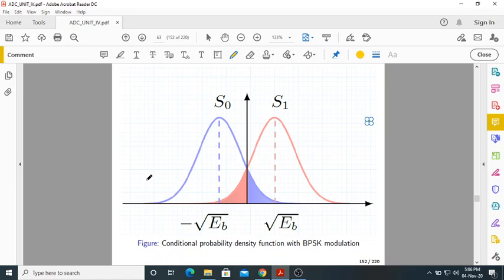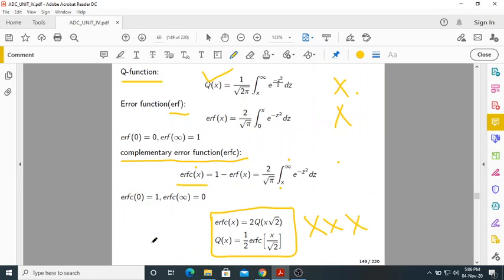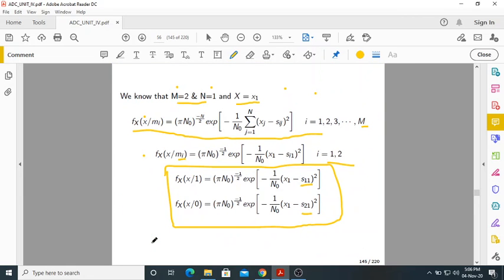Now, instead of going with the constellation, I am just drawing the two conditional PDFs. What am I drawing? Two conditional PDFs. What are they? These two PDFs. They are Gaussian PDFs. How will the Gaussian curve be? I told you already, it's a bell-shaped curve. So the Gaussian curve will be like this. Correct?